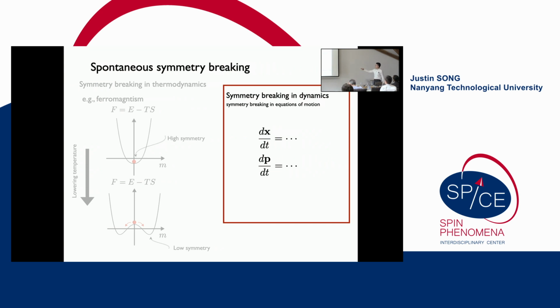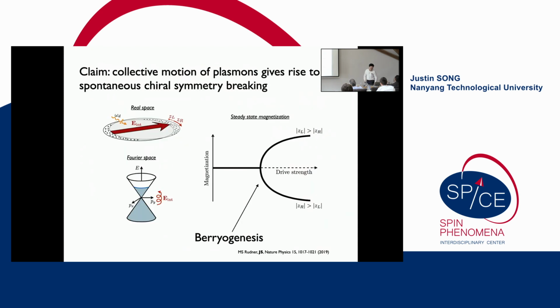And there could also be symmetries of these equations of motion, right? There could be symmetries in these dynamics. And we could also have symmetry breaking in dynamics, right? So I'd like to convince you, I'll make the claim first. And here's where the intertwined phases come in.